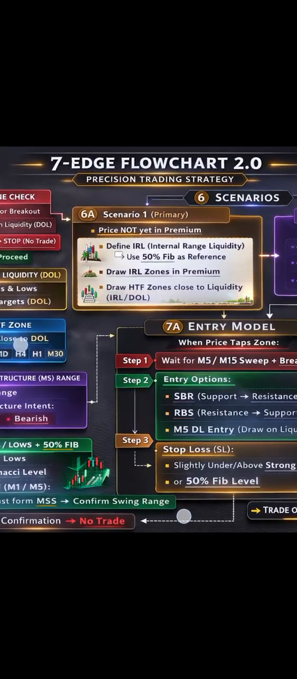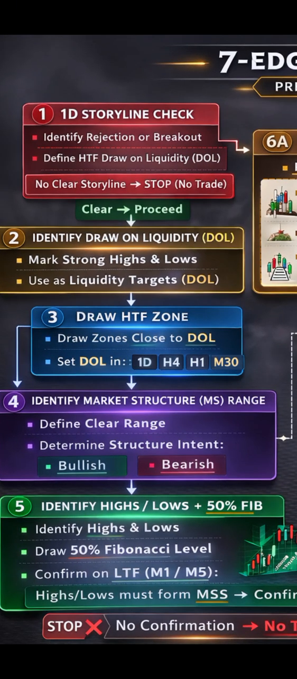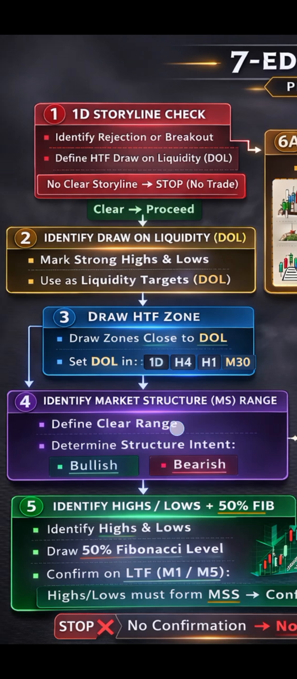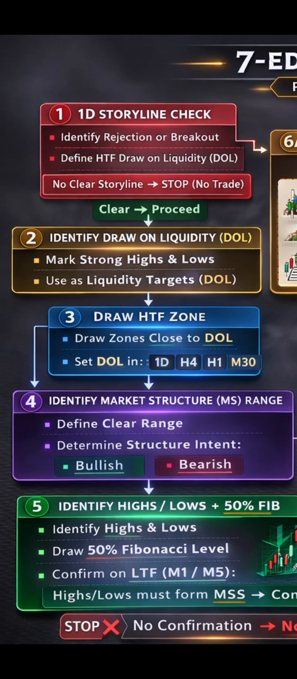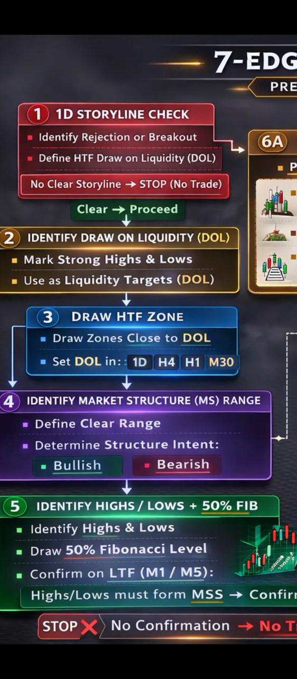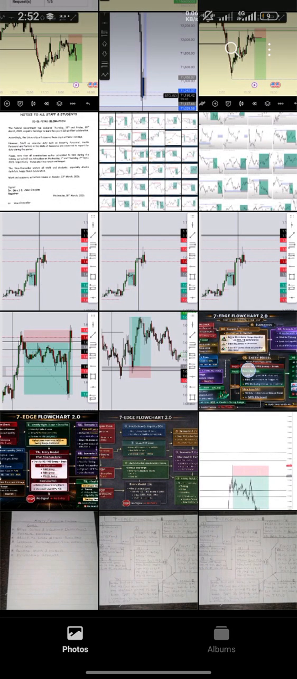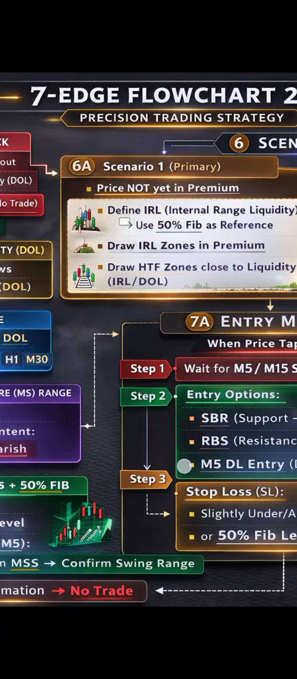And then look, this is my 7 edge flow chart. This is what I use. D1, number 1, storyline check. Number 2, identify draw on liquidity. Number 3, draw higher time frame zone. Number 4, clear structural intent, bullish or bearish. Number 5, highs and lows plus 50% fib. Number 6, confirm on lower time frame to confirm the highs and lows. Higher time frame highs and lows must form MSS, confirmation swing range. You get. Then what again?